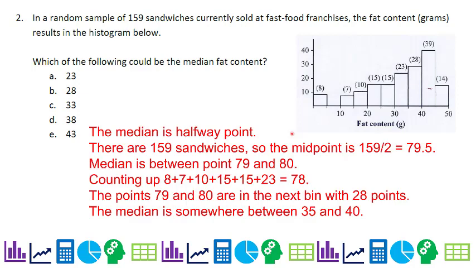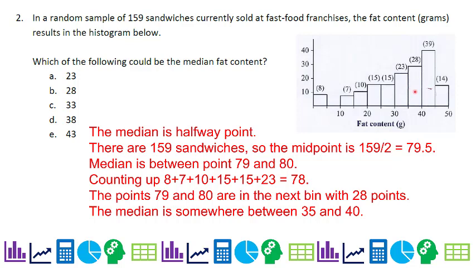So the median is the halfway point. There are 159 sandwiches, so the halfway point would be 79.5. In other words, it's between 79 and 80. So if I count up to 78, so right here, if I do the first few bins, I've got 8, I've got 7, 10, 15, 15, 23. That adds up to 78. So that means the 79th and 80th points have to be in this next bin. So that is the bin with 28 points, which means the median is somewhere between 35 and 40.